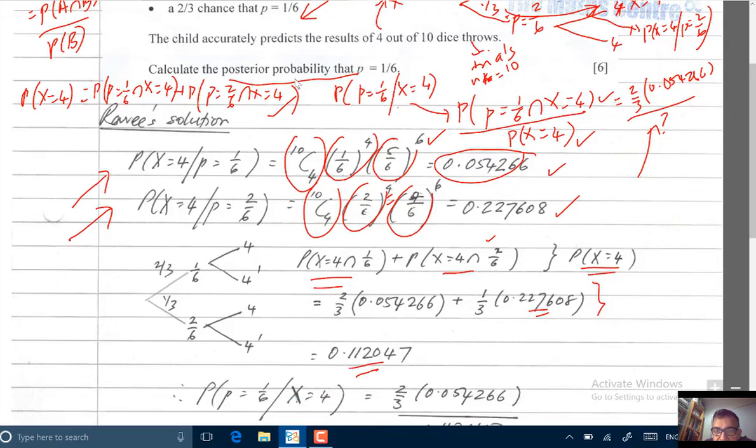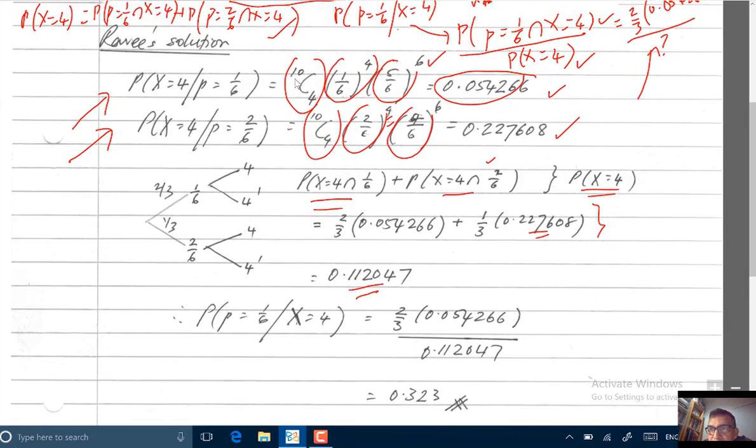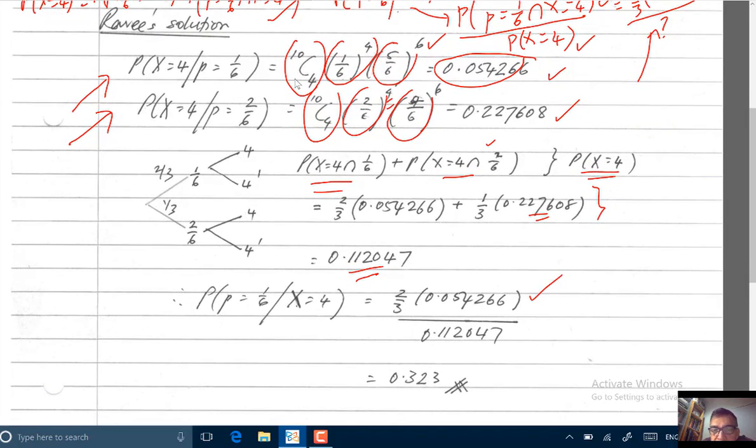Take that number and put it inside here in the denominator. Let's follow my working. That's what you see here: the numerator divided by the denominator. Use a calculator and you'll get 0.323.